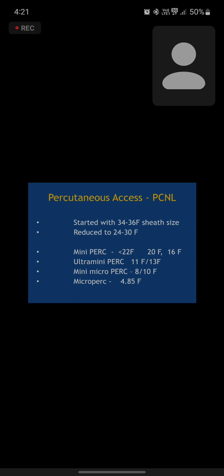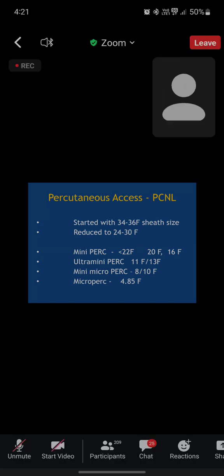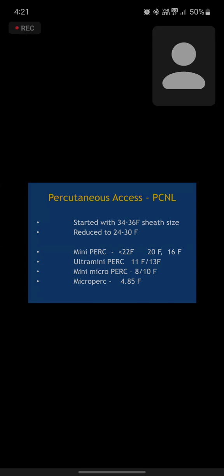With the advent of the laser, smaller scopes have come: mini perk, where we use less than 22 French sheaths, which is 20 French and 16 French sheaths. Ultra mini perk, which is 11 French and 13 French sheaths. Mini micro perk, which uses 8 to 10 French, and micro perk, which uses almost like a needle, 4.85 French sheath.